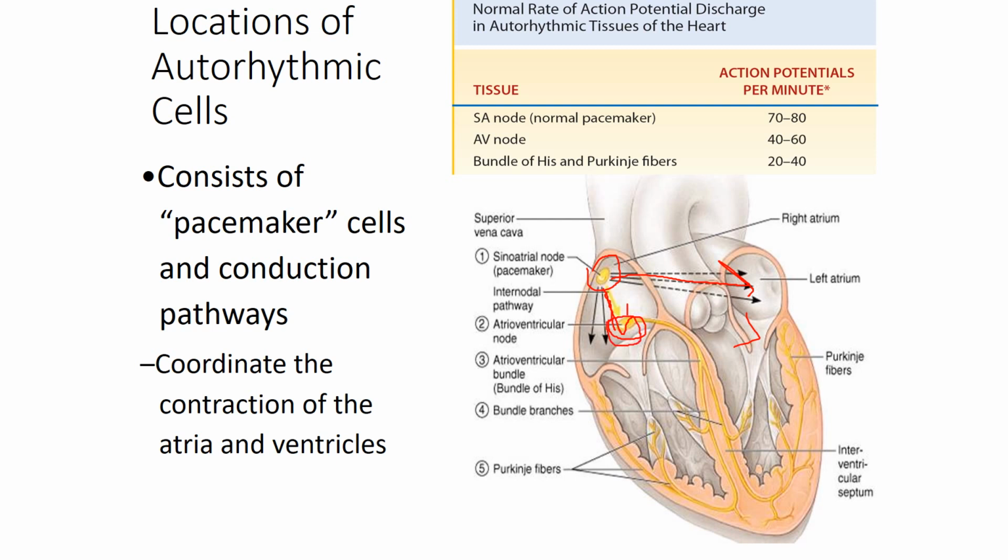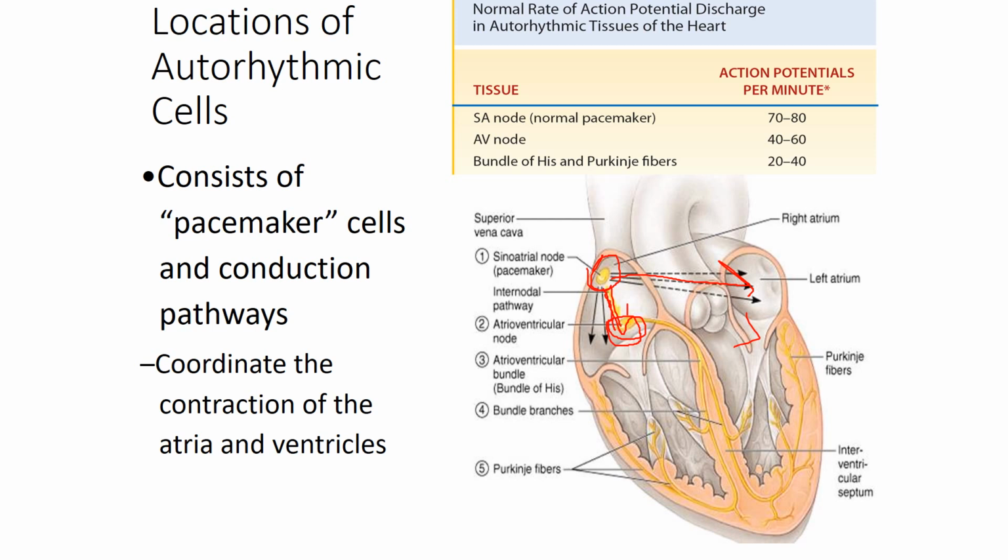Okay, and so at the AV node, there is going to be a slight delay for that signal from the SA node to the AV node to occur. And this is due to the slower formation of action potentials, and then it also helps to allow for emptying of the atria to occur.